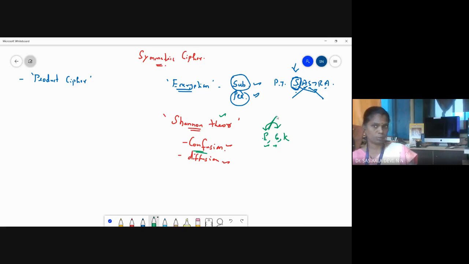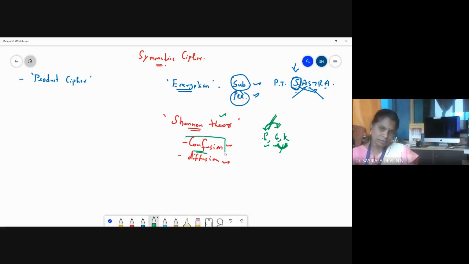That is one important property. And another property is we have to break the relationship between the key and the ciphertext. Okay. So this is known as confusion property, and this is known as diffusion property. So breaking the relationship between the plain text and ciphertext is known as confusion. Breaking the relationship between the ciphertext and key is known as diffusion. This is based on a mathematical concept called Shannon theory.